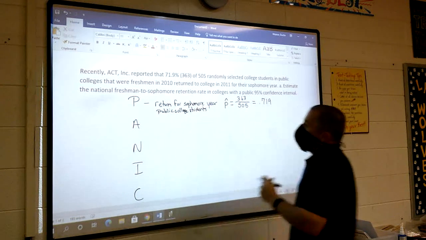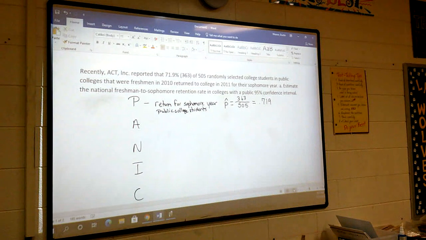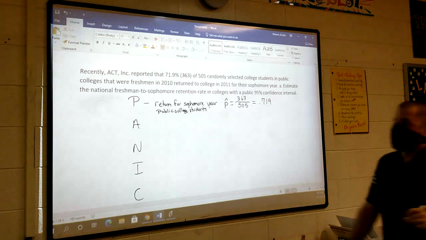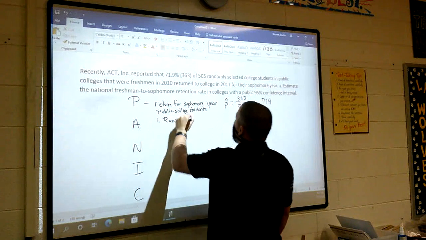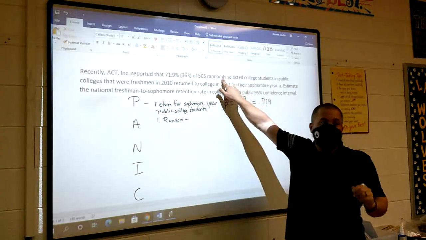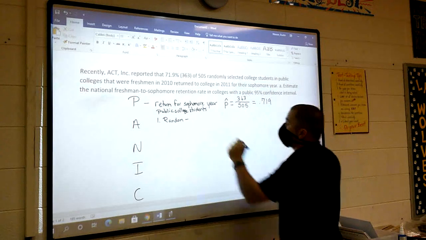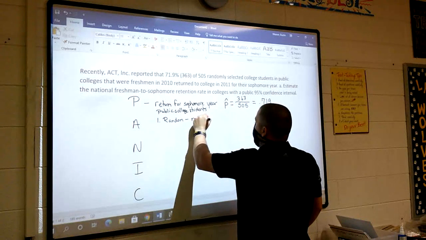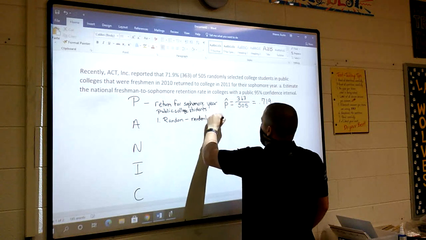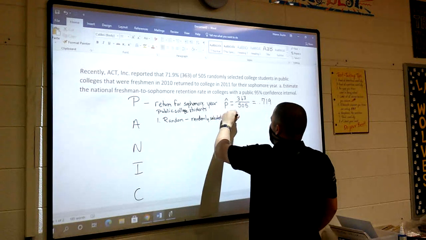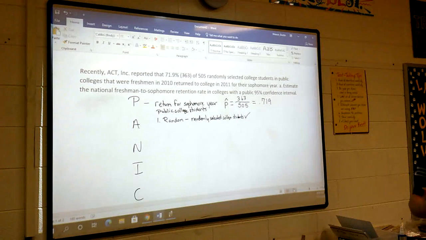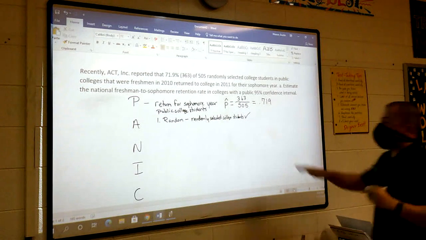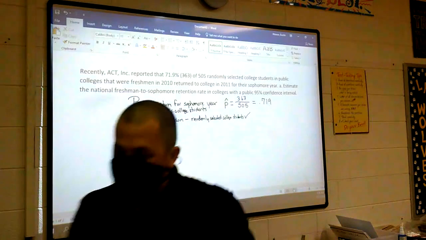Now, A stands for your assumptions, which are the same as conditions. So that's another word for conditions. There are 3 of them always. Number 1 is random. It says it in the problem, so you just have to say it was randomly selected college students, and put a check by it. So that shows that you know that it is random, that that condition has been fulfilled.